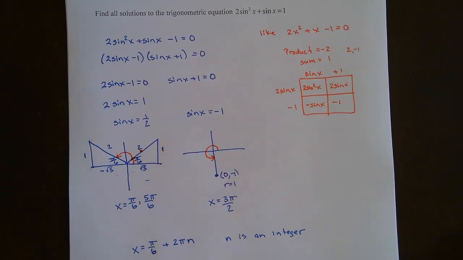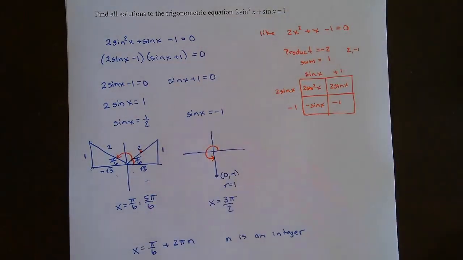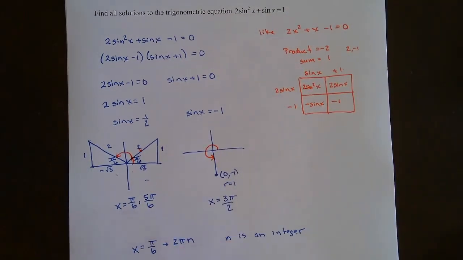N is an integer. Now, integers are the positive and negative counting numbers. So -5, -4, -3, -2, -1, 0, 1, 2, 3, 4, 5. Those are all the integers, okay? All right, so any multiple of 2 pi with an integer will give me back this answer, and it would give me the correct ratio, okay? We could do the same thing with 5 pi over 6. So x is equal to 5 pi over 6 plus 2 pi n. N is an integer.